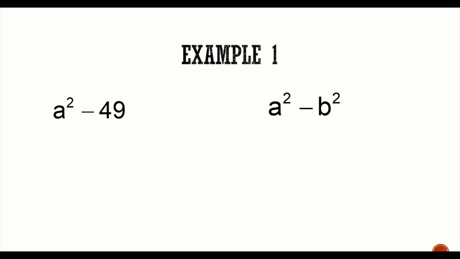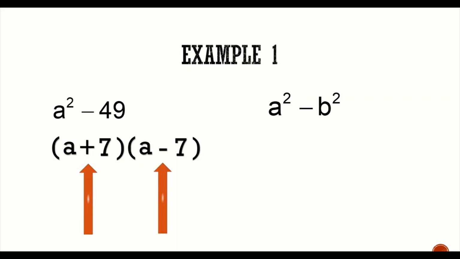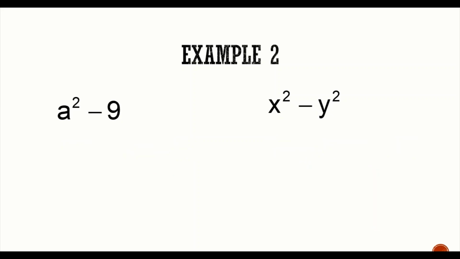The first example, you have a squared minus 49. Now 49 is a square because 7 squared is 49. So you open two brackets. A times a will give you a squared. 7 times 7 will give you 49. And then you will have a plus and a minus. Very important, remember the signs. This one is similar to the one that we had before. You have A and you have B, plus minus the signs.